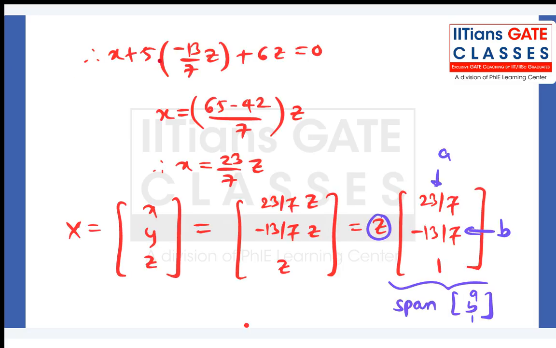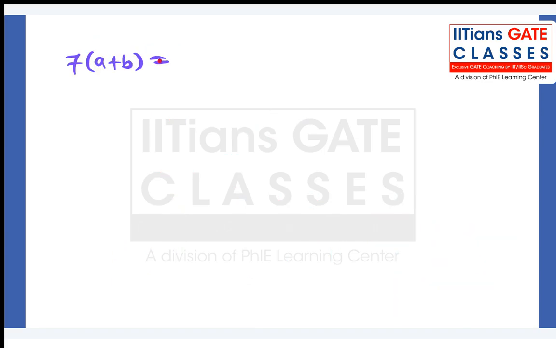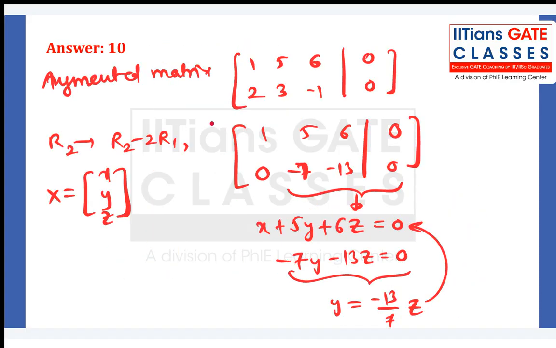So that is nothing but 7 into a is 23 by 7, b is minus 13 by 7. So that is nothing but 10. And that is your answer. It should be the answer. Yeah, 10 is the right answer.